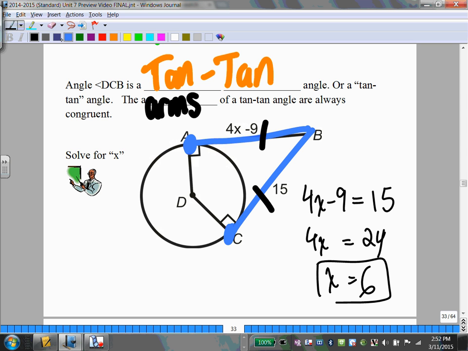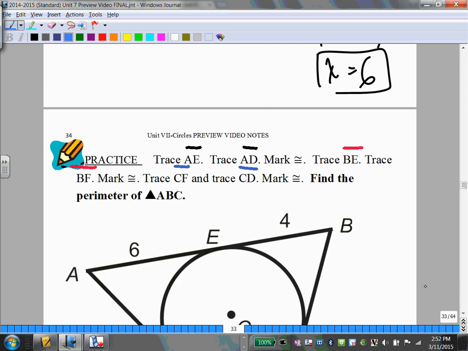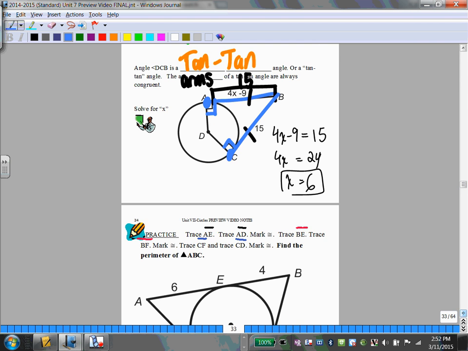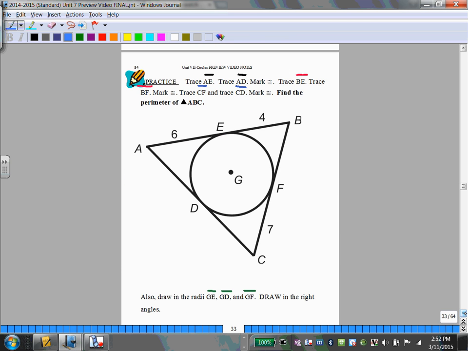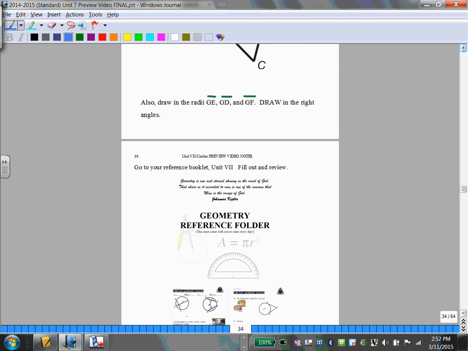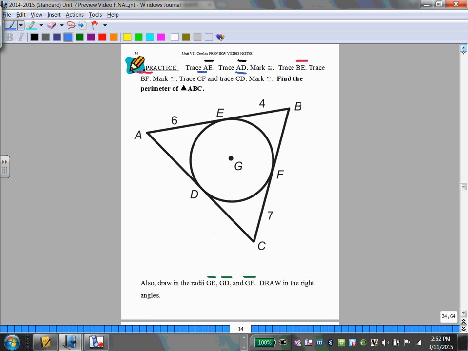So we found x equals 6. We also know this length is 15, and we have two right angles here. Okay, let's come over here. So take a peek here. These are a bunch of tan angles.